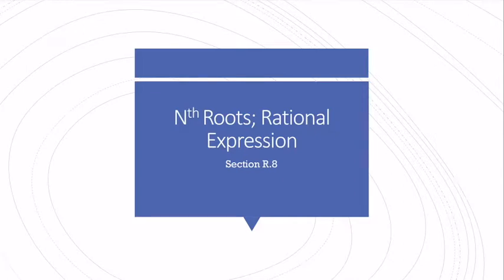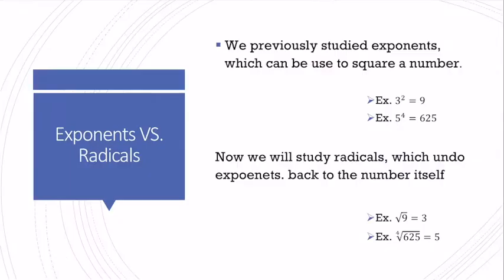The last of our review sessions covers nth roots and rational expressions. So we previously talked about exponents, right, that can be used to square a number. Now we're going to study radicals, which undo exponents and have the number go back to itself. So for example, 3 squared is 9, the square root of 9 is 3, 5 to the 4th is 625, and the 4th root of 625 takes us back to 5.